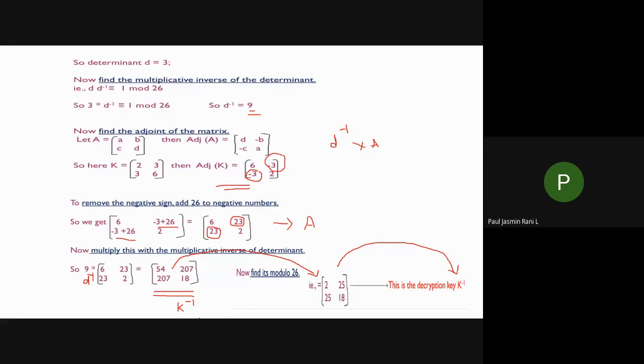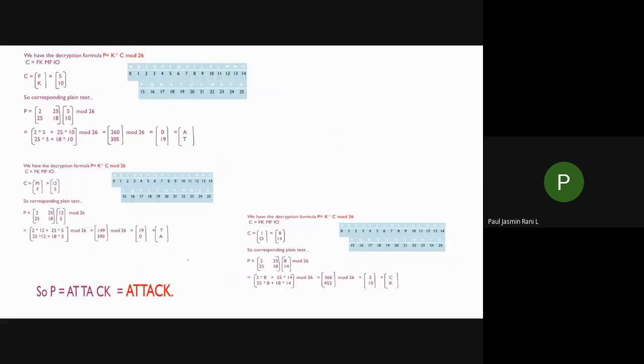After this it is very easy to find your ciphertext, because what is the formula? Ciphertext is equal to plain text into K inverse, or K inverse into plain text mod 26, isn't it? Now we have got your K inverse, so easily you can find your ciphertext. So we have a decryption formula.